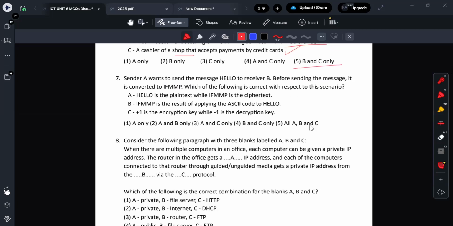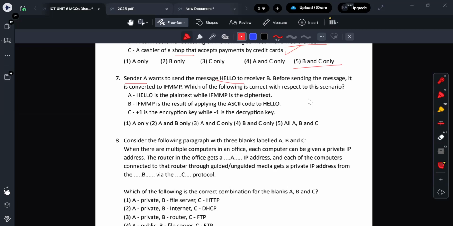Okay, then we have the encryption part. So it is on character encoding, right? Okay, so sender A wants to send the message hello to the receiver B. Before sending the message, it is converted to IFMMP. Which of the following is correct with respect to the scenario? A, hello is the plain text while IFMMP is the ciphertext.